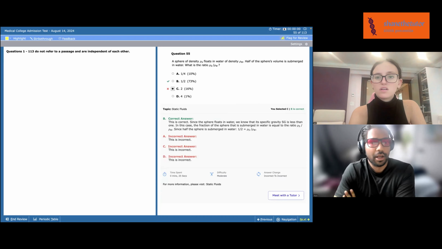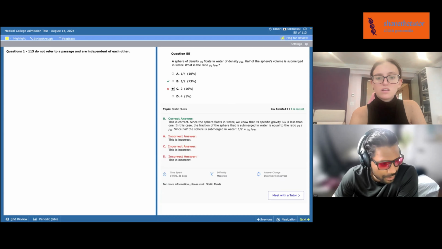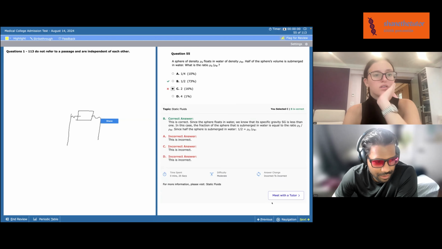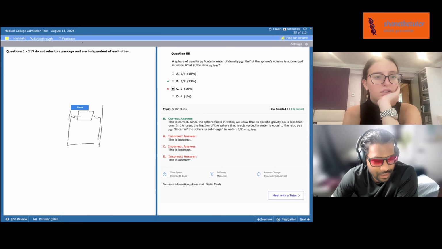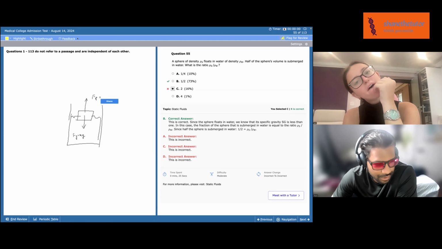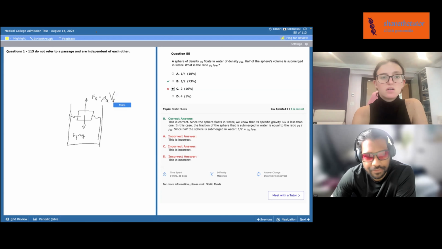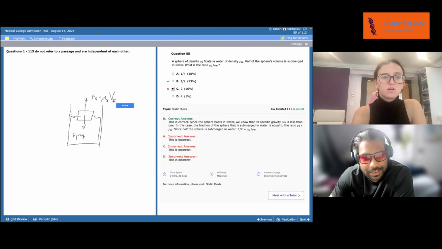For this type of problem with buoyant force, say this is floating in some liquid. You have the force of gravity bringing it down, mg, its weight, and a buoyant force in the opposite direction. That is going to be rho, the density of the fluid, times the volume of the fluid that is displaced, times g.